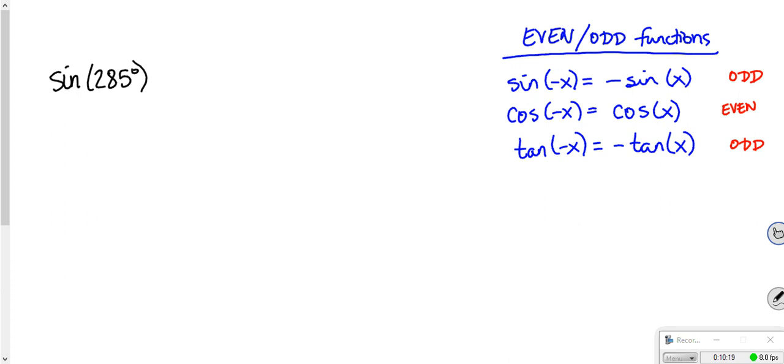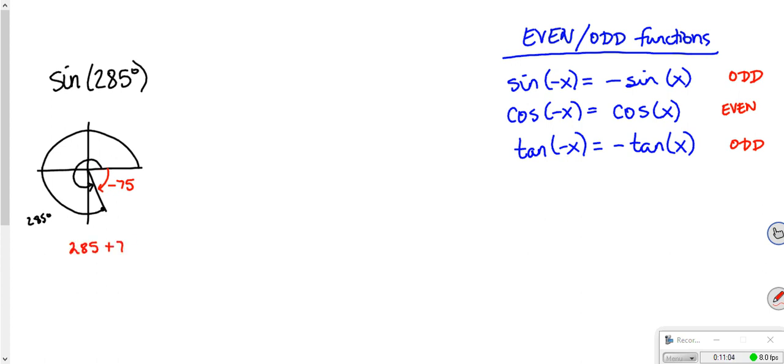So I got to thinking, if this is on our unit circle, here's 90, 180, 270, 285 would be about right here. So all the way around, 285. Now, think about that in terms of negative. If this is 285 going around the positive direction, what is this going down the negative direction? That is negative 75. So sine of positive 285, remember, if we add 285 plus 75, we get 360. So sine of 285 is the same thing as sine of negative 75 degrees.